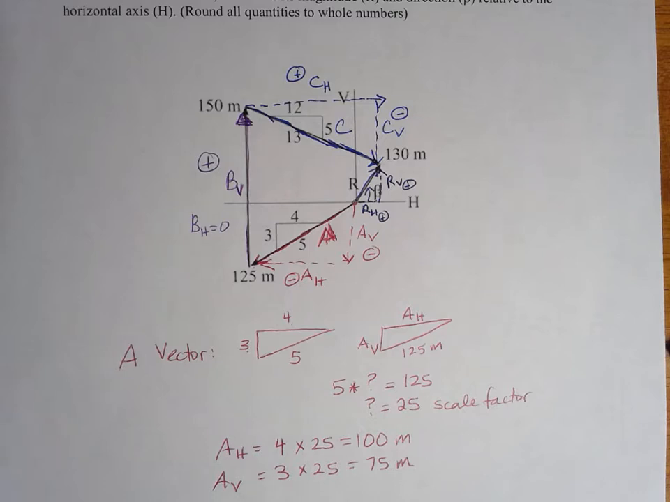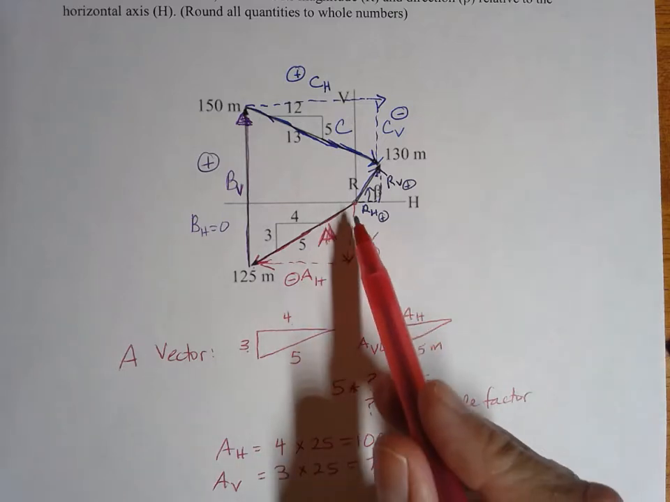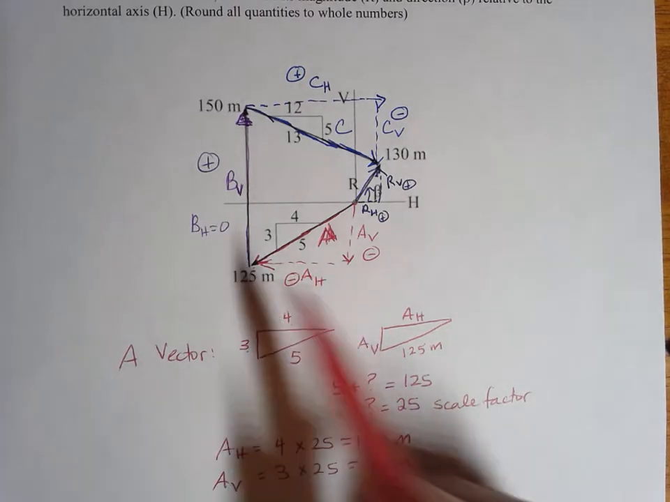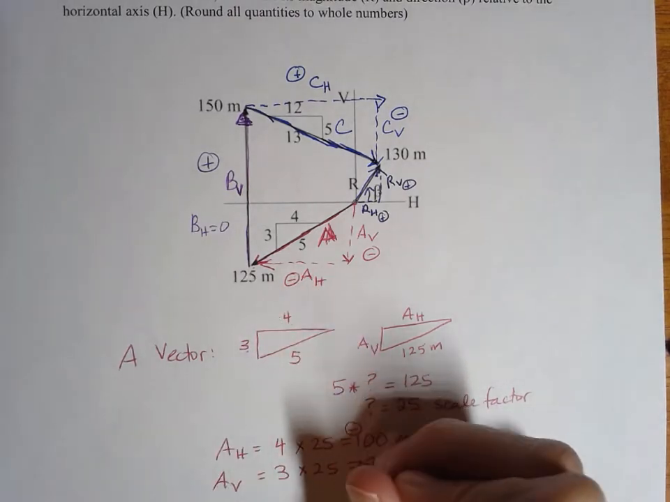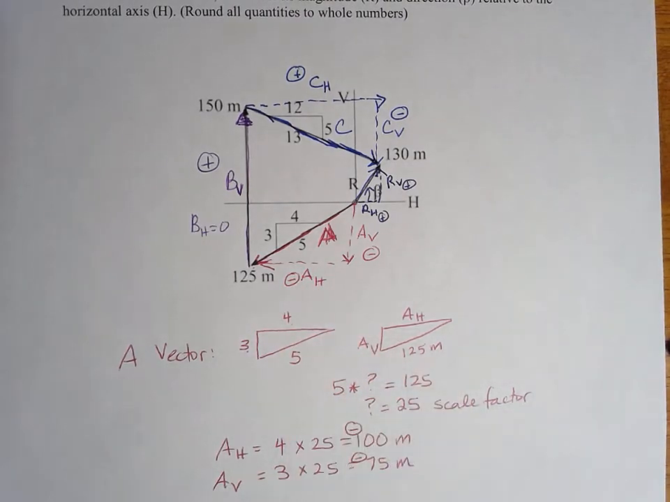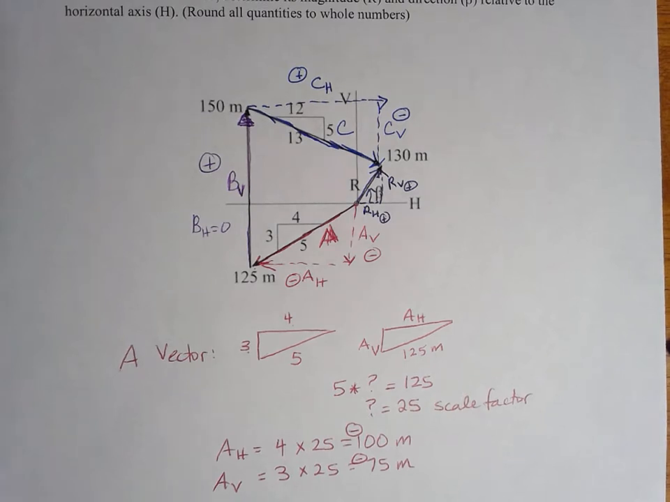Now I also want to think about their signs. Remember I said AV is going down, AH is going to the left, so those are both negative. So make sure you get those on there too before you get too far.